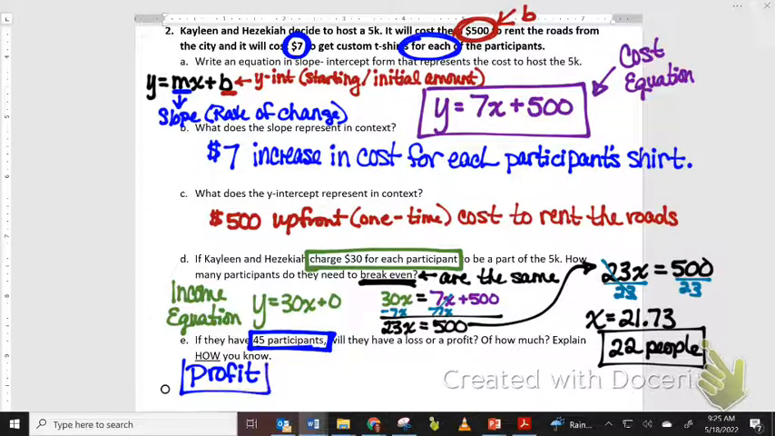So let's find how much the profit is going to be. Let's look at our income equation. If they have 45 participants, how much will they get? 45 times 30, which is 1,350. This is their income.